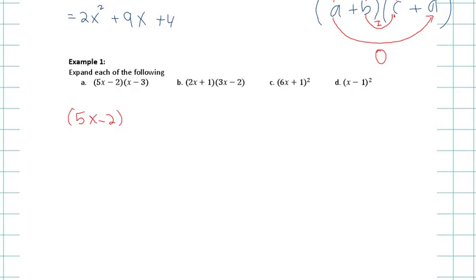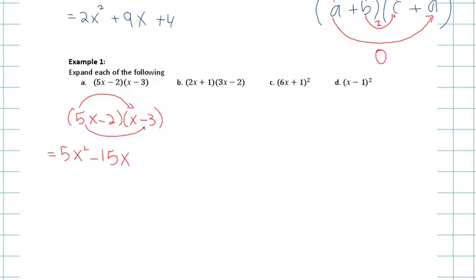Okay, what do I multiply first? 5x times x, which is 5x squared. Good. So I multiplied this by this. What do I multiply second? 5x times negative 3. So what does that give me? Negative 15x. The letters are very important, okay? So this times this. Good. So I'm done with the first one. The first one I multiplied by both of these terms.